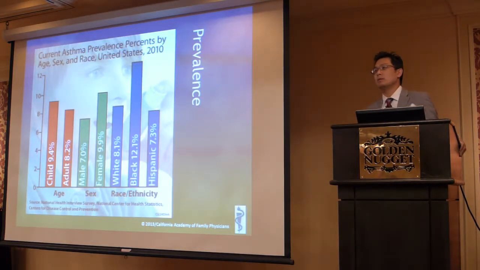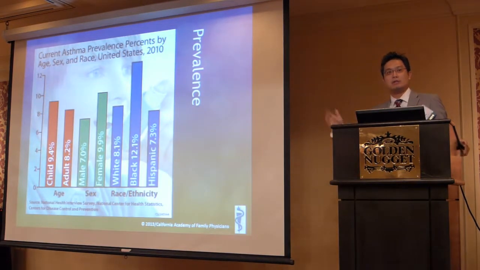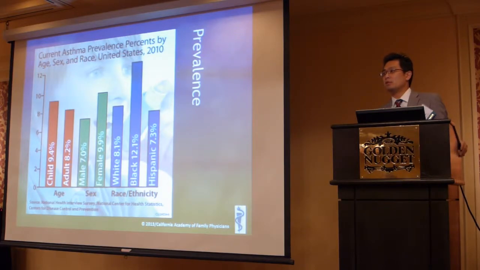Asthma is very common. You can see some of the prevalence rates here. About 1 in 11 kids and about 1 in 12 adults have asthma. This is why everyone raised their hands. As family docs, asthma you see very, very commonly. And you can see some of the breakdowns by both sex and race and ethnicity.